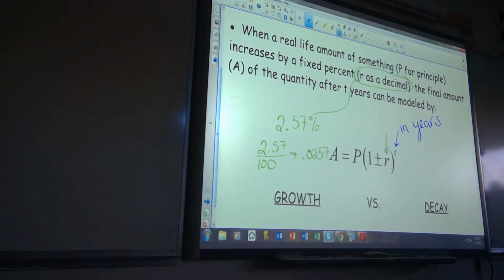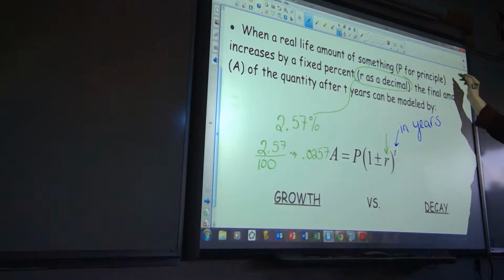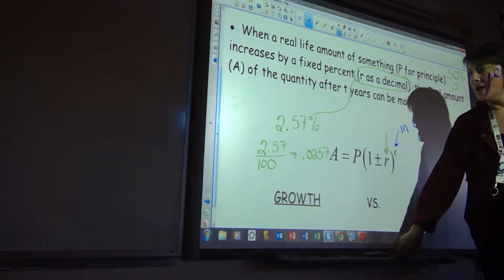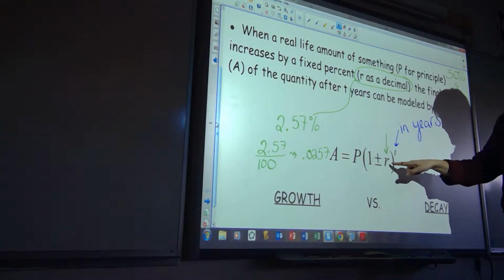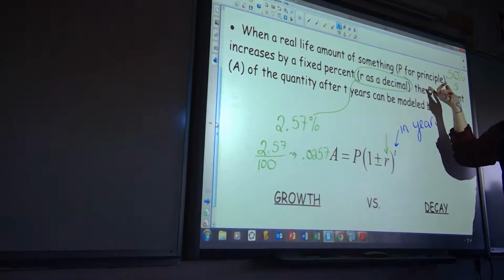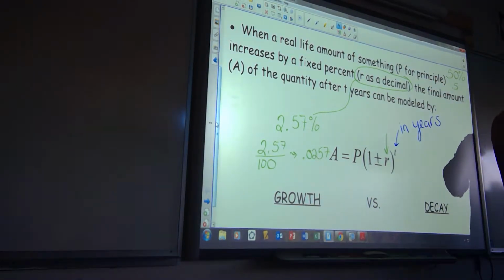Everyone okay with that? You've seen that before. So we're converting, it's like saying 50%, you wouldn't plug in 50 into the problem, you'd plug in 0.5. It's a 0.5 chance of it happening. Okay, so that's going to be important. The P is often called the principal, so just be aware in case the problem has that word principal in it, that that's the initial amount.